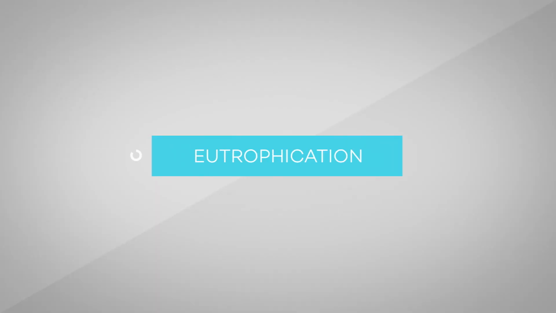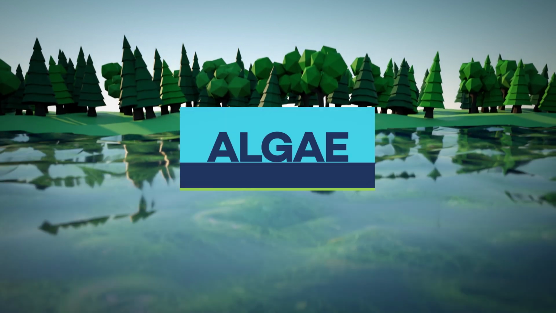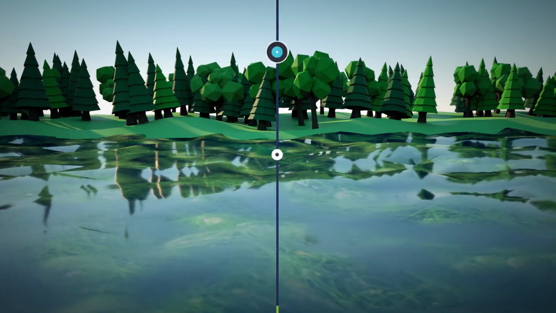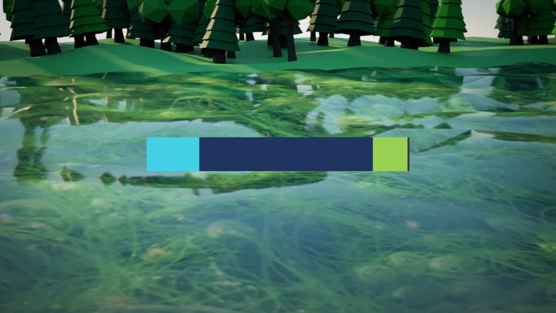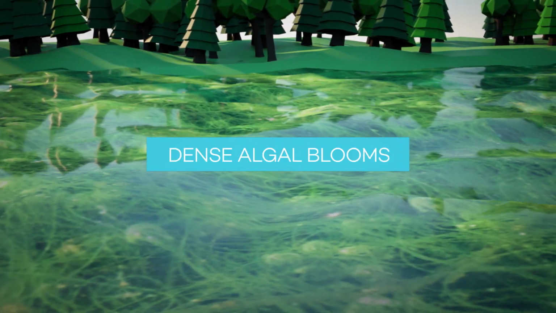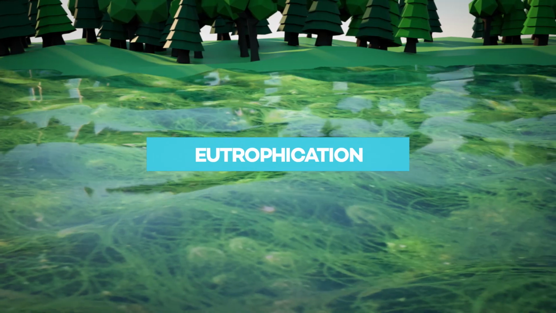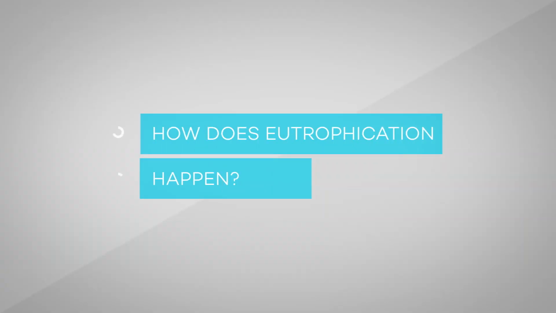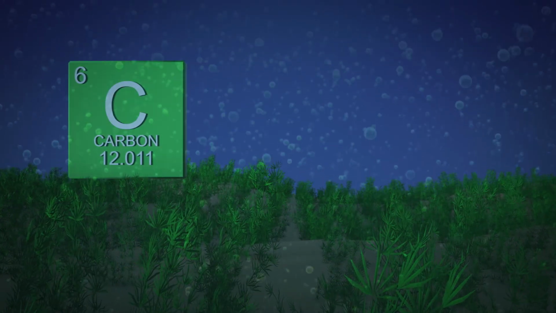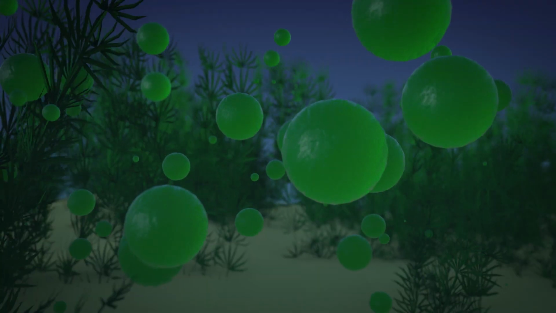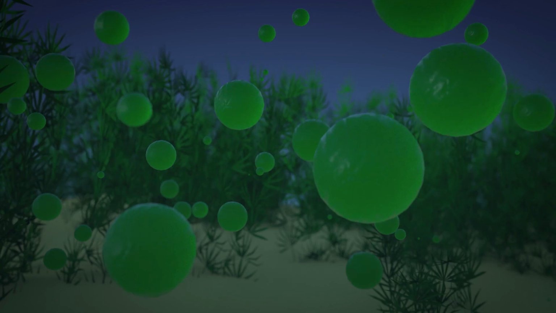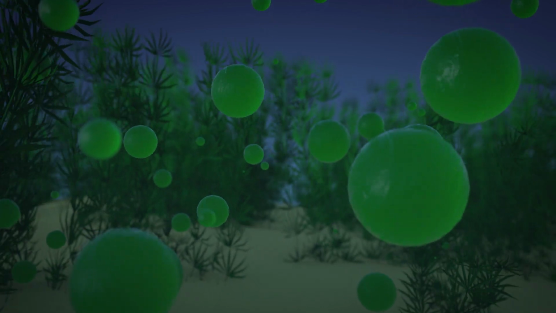Eutrophication. Algae are an important part of lake ecosystems and are the base of the food chain supporting most aquatic life. But algae can bloom to dense concentrations. We call the development of dense algal blooms eutrophication. How does eutrophication happen? Algae need nutrients including carbon, nitrogen, and phosphorus to grow. Because algae are important to aquatic life, these nutrients are essential. But if nutrient concentrations become too high, algal blooms can increase.